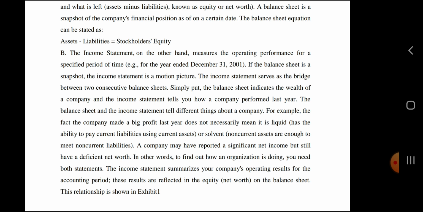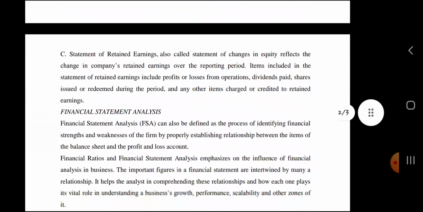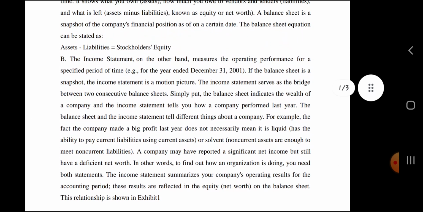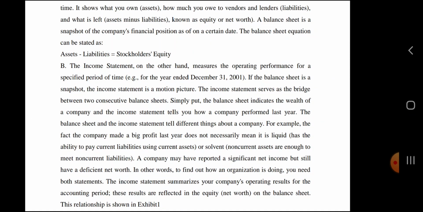The income statement summarizes your company's operating results for the accounting period. These results are reflected in the equity, that is net worth, on the balance sheet. This relationship is shown in Exhibit 2. Okay, so here the income statement shows the profitability position of the organization, of a company, of a business.